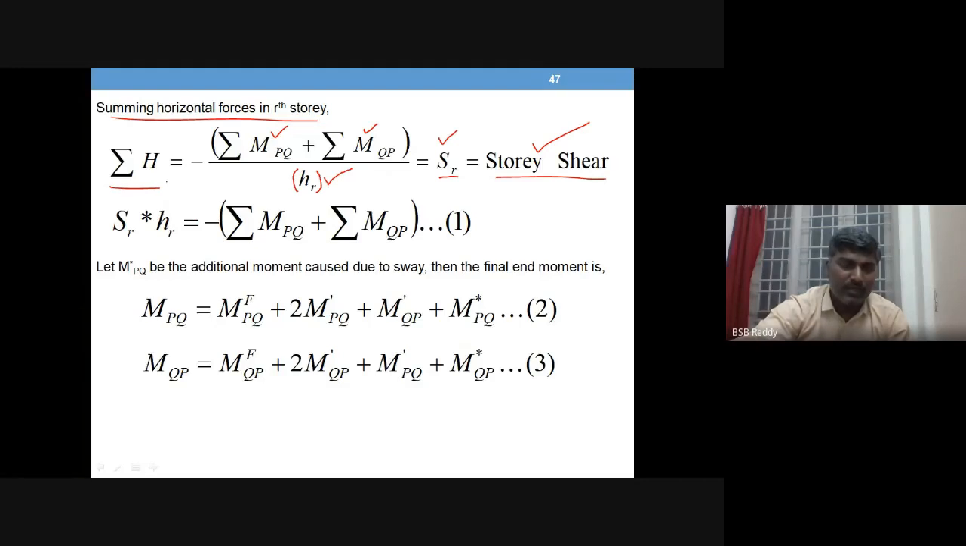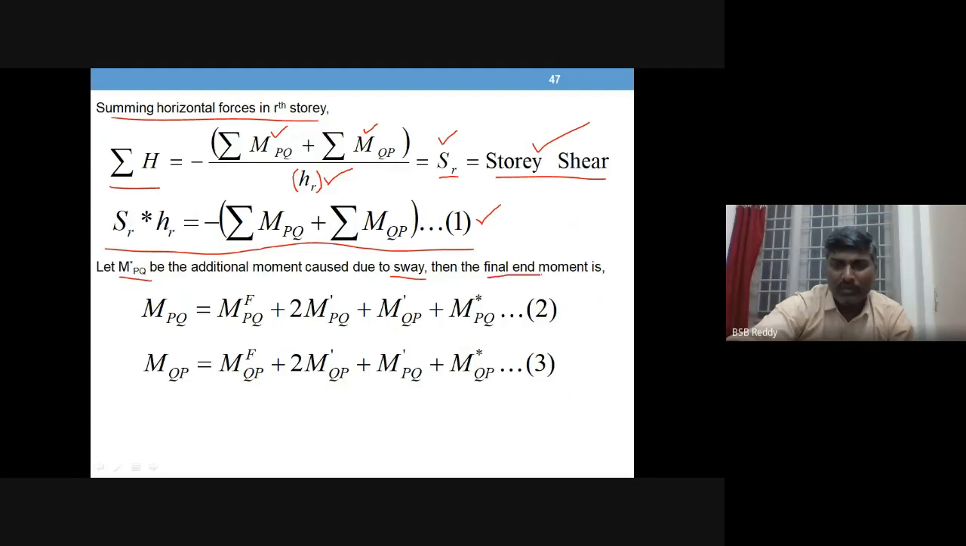Similarly, SR into HR will become minus sigma MPQ plus sigma MQP. Let it be equation 1, and this expression will be used for further derivations. Okay. Now let M star PQ be the additional moment caused due to sway. So till now we have not introduced any sway moment.